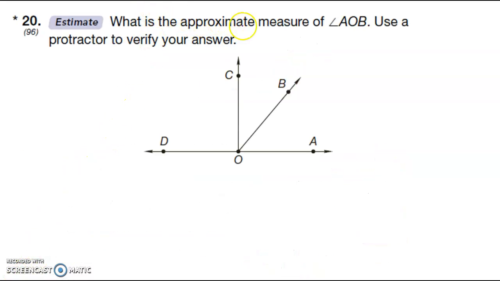Okay. What is the approximate measure of angle AOB? So AOB, let me get a different color here. So this is what we're looking for. And then it says use a protractor to verify your answer. That's not going to happen. But what I do know is this is 90 degrees, and this whole thing is 90 degrees. Is it more than a half? Is this a half, which would be 45 degrees? So is it 50-ish degrees? They're just trying to get you to eyeball it.